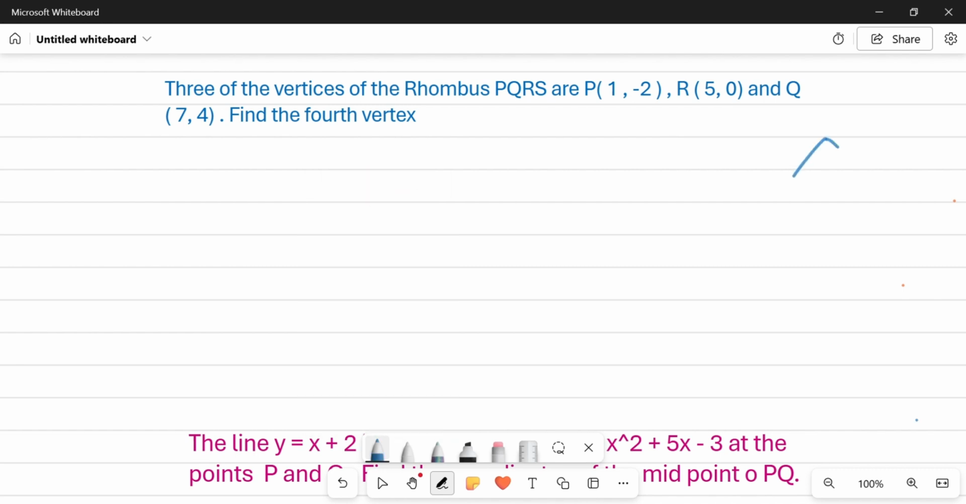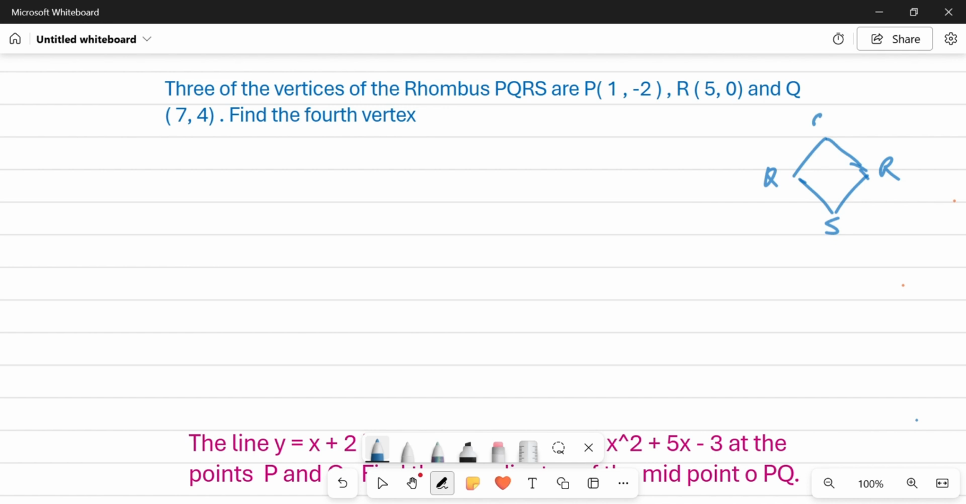rhombus. The rhombus shape is like this. Okay, the opposite sides are parallel and equal here. If I'm saying that PQRS, okay, so PQRS. P vertices is -1, -2, Q is 7 and 4. So what we need to do is find out the S vertex, because it is not given to you. So let's assume this S.